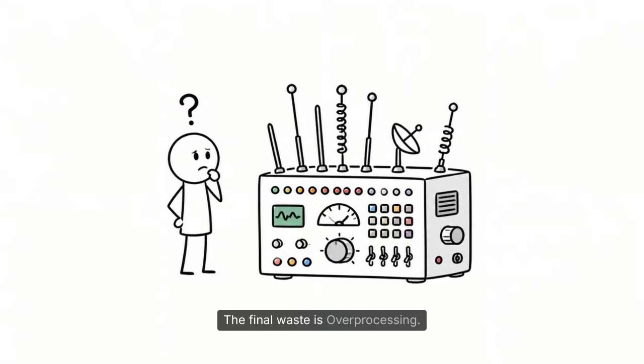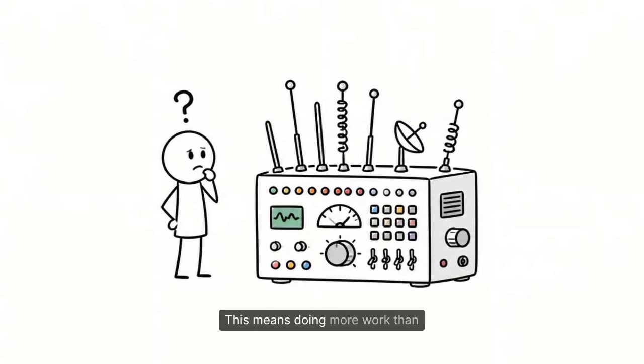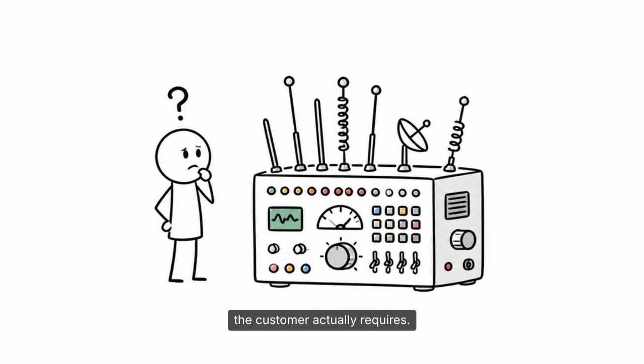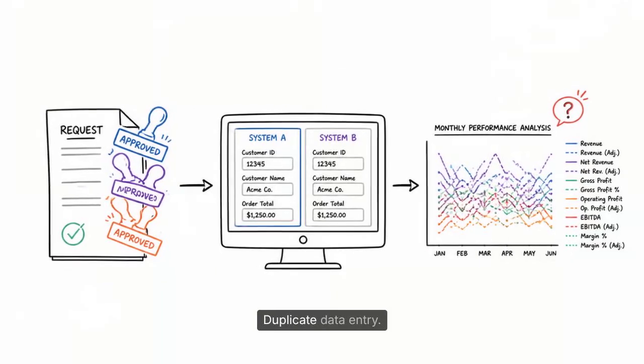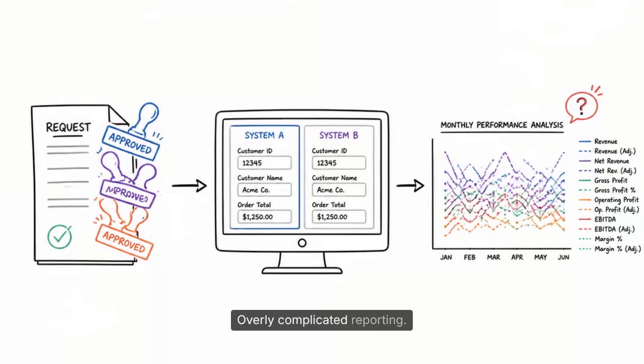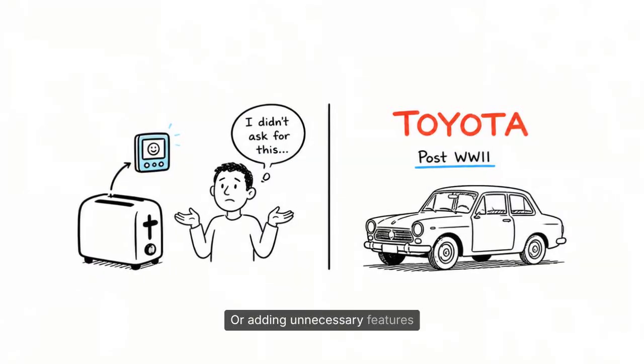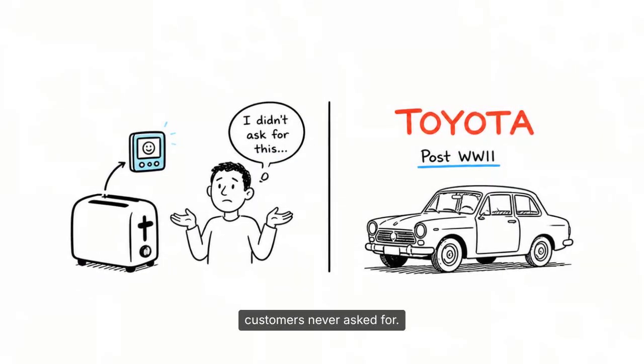The final waste is overprocessing. This means doing more work than the customer actually requires. Extra approvals, duplicate data entry, overly complicated reporting, or adding unnecessary features customers never asked for.